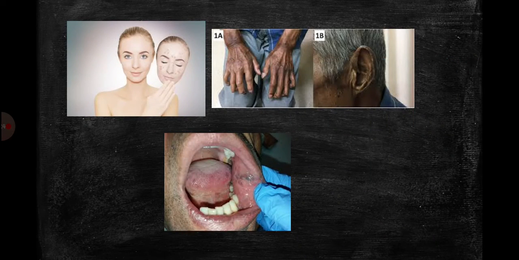Here are some illustrations of other signs and symptoms of Addison's disease: the hyperpigmentation of the skin and the oral hyperpigmentation in the mouth.